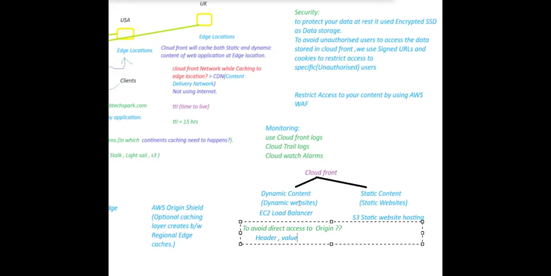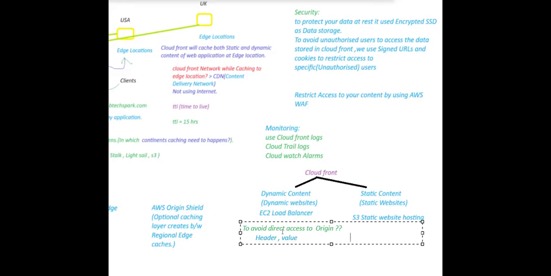Then here at the Elastic Load Balancer, it checks for both header and value. If it finds both, then only it will accept the request and provide the response. So if any hacker tries to access this EC2 load balancer origin directly, his request does not contain any header and value. So in this way, we can avoid that request. This load balancer won't accept that request because it does not contain any header and value, right?